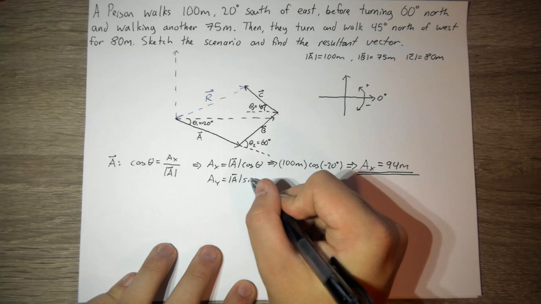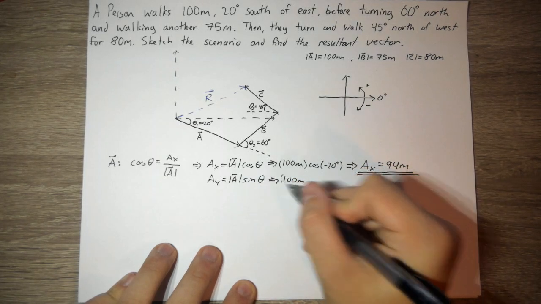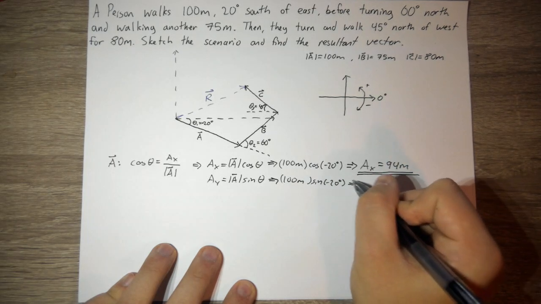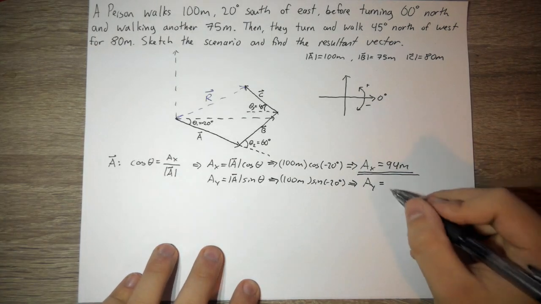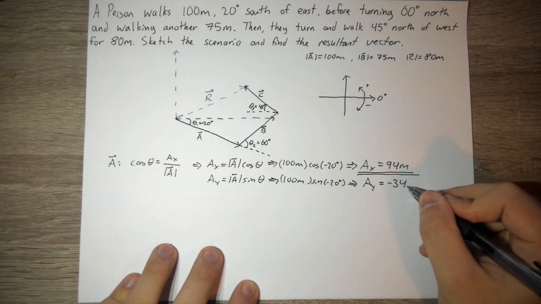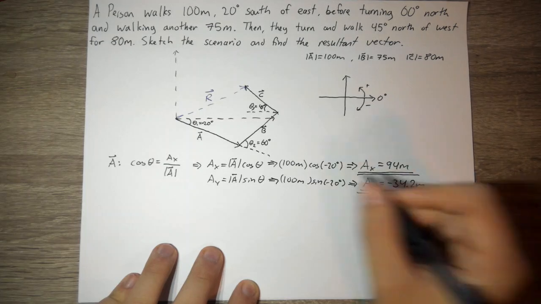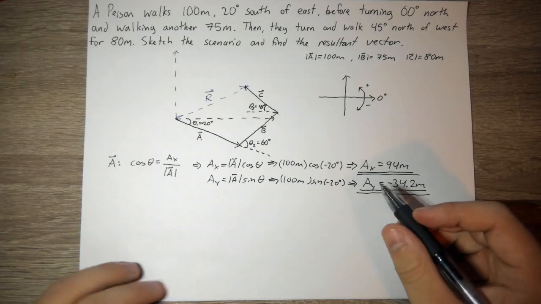So let's do the y component. That's just 100 meters, sine of negative 20. And that, when you put in your calculator, is minus 34.2 meters. And again, the negative makes sense because we're going in the negative y direction. So that works out.